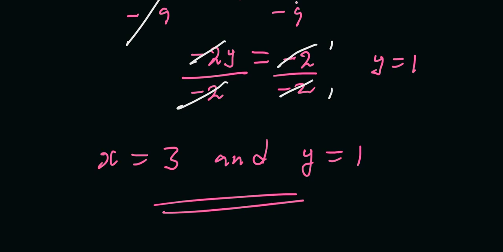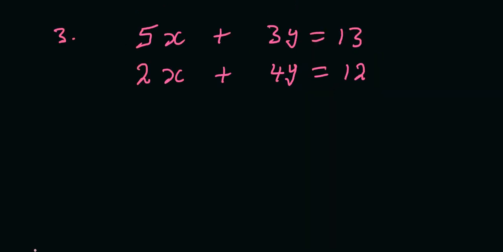All right, now let's take the final question. Question number 3. We have question 3, so let's label it. This is equation 1, equation 2. Now let's also look at the coefficient of both x and y in equation 1 and equation 2 and choose the one that is more convenient for us.